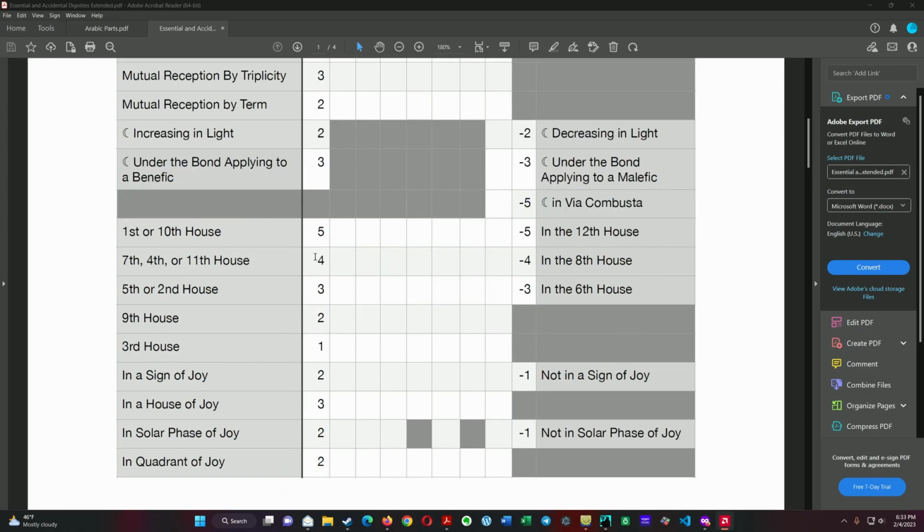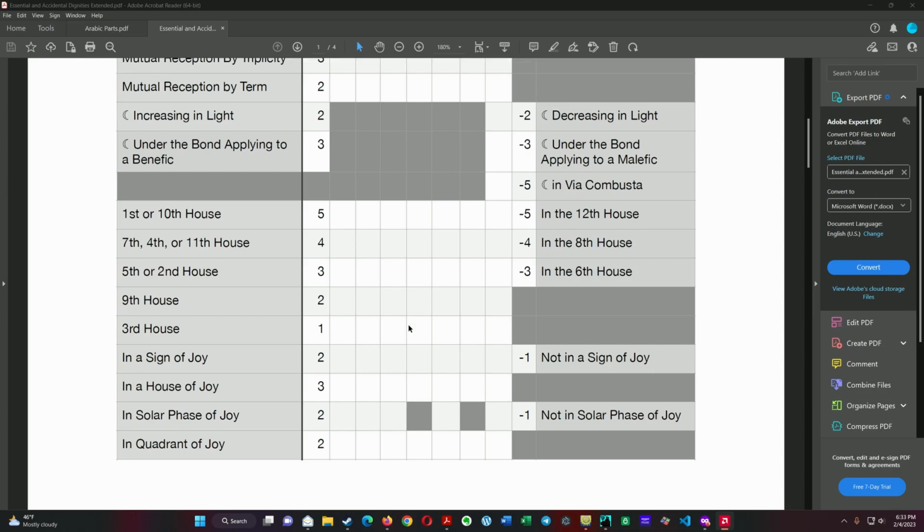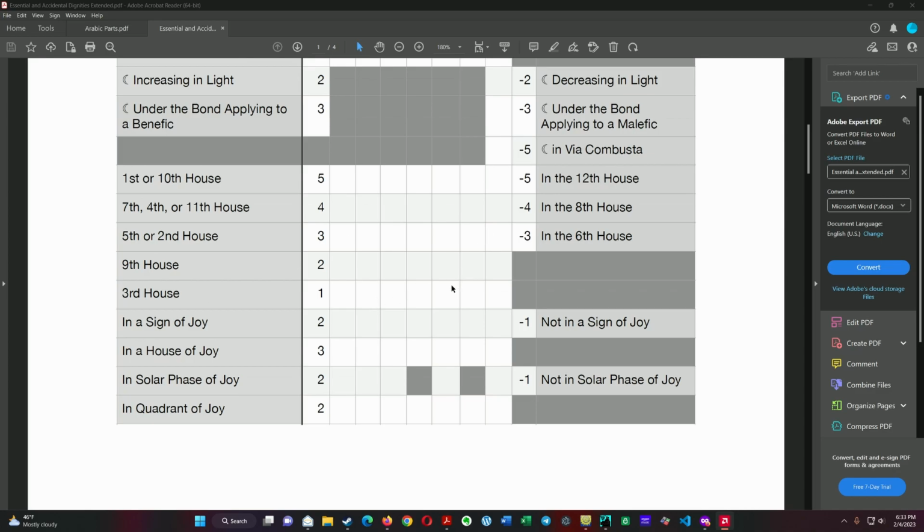And then here come your standard accidental dignities. If it's angular, basically, it gets points. If it's cadent in the bad houses, it loses points. And it goes right down to the least of the good houses and the least of the worst houses.